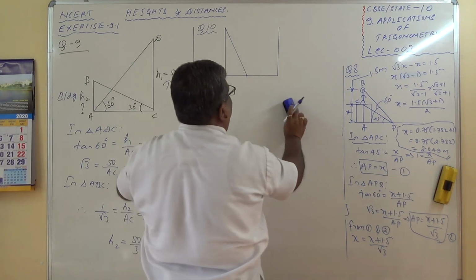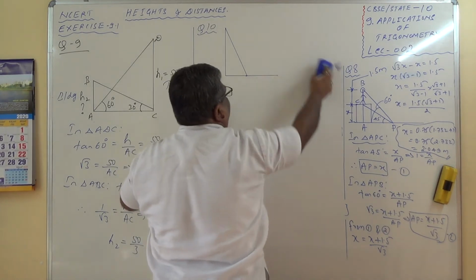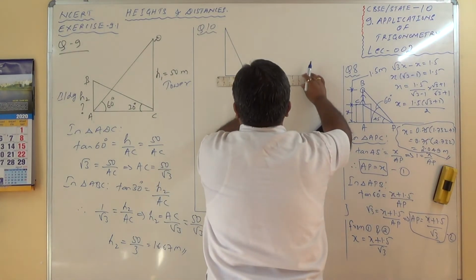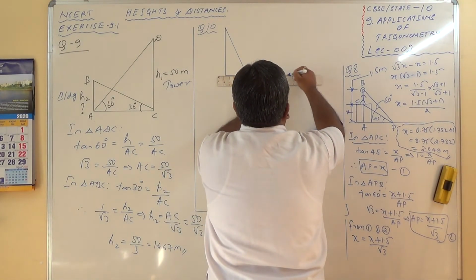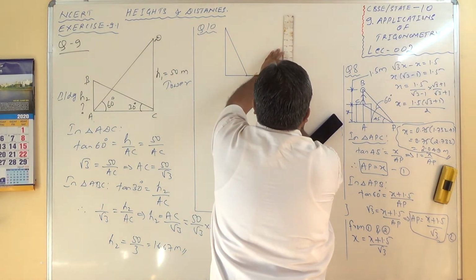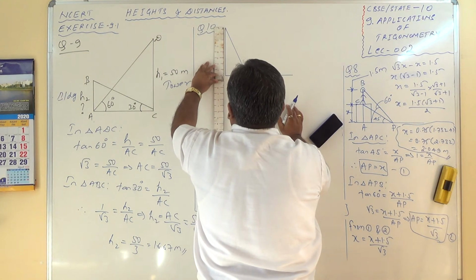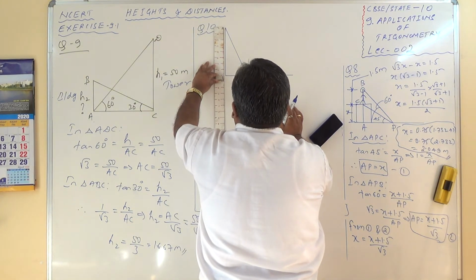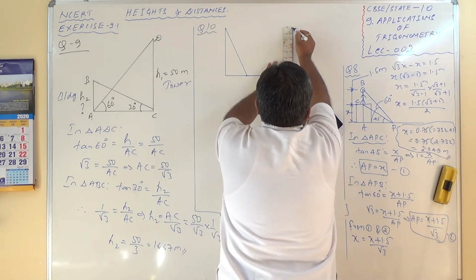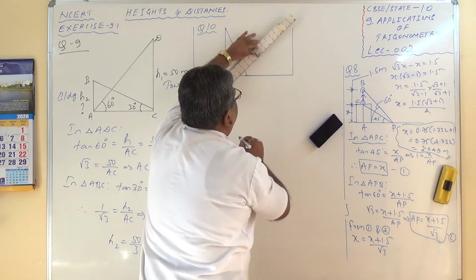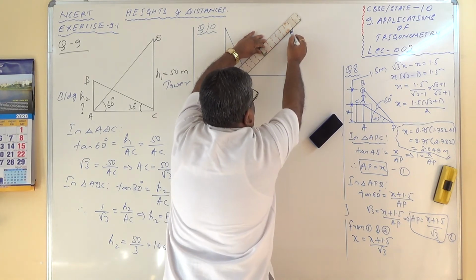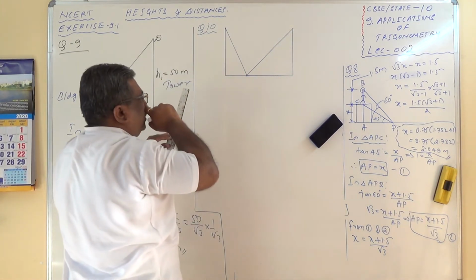To make it a little more realistic, I'll extend this here because 30 degrees is too sharp, but anyway. This is the road here. And this is 30 degrees. Now you should be able to at least distinguish between 60 degrees and 30 degrees. This is the situation given.